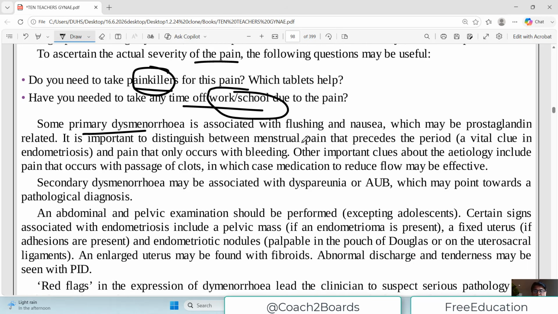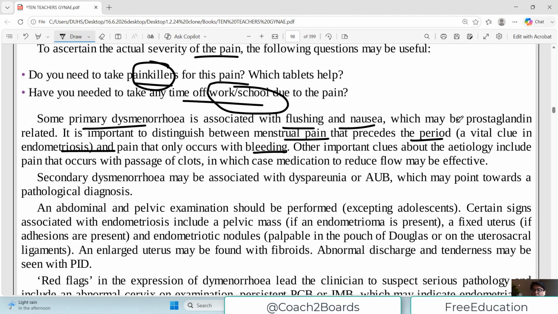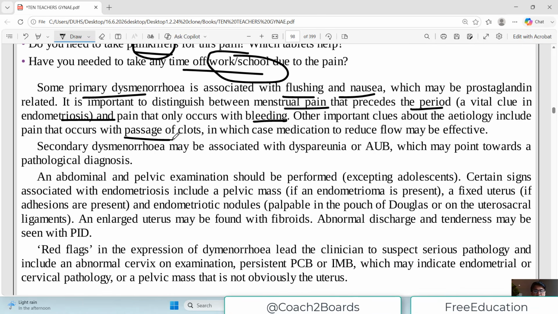Some primary dysmenorrhea is also associated with flushing and nausea, and it is important to distinguish between menstrual pain that precedes the period, which is actually a clue towards something very important, endometriosis, and pain that only occurs with the bleeding. Other important clues about etiology include pain that occurs with the passage of blood clots. So timing of the pain, इसीलिए मैं कहता हूँ history taking बहुत important है. So if somebody tells कि जी pain हो रहा है menses के साथ, so important questions to ask कि pain पहले होता है या menses के साथ ही pain शुरू होता है. This is very important. Is it only blood coming or clots coming out, right?